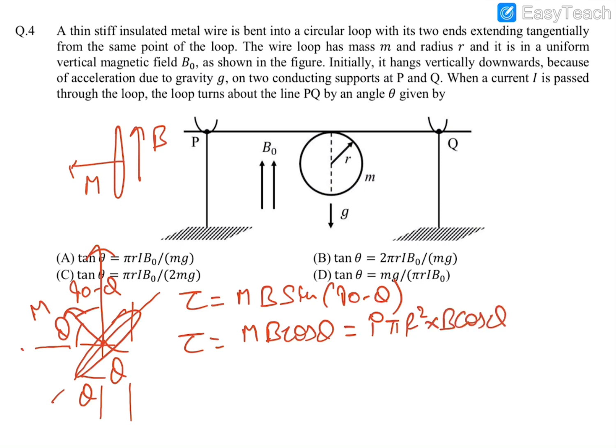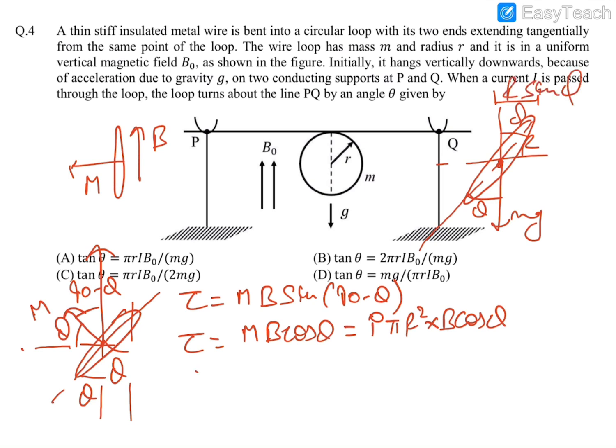And the torque of mg: if we see mg acting in the downward direction, then we can relate that this angle is theta. So this distance is r, and this is r sin theta. So the torque of mg will be equal to mg r sin theta, and it would be equal to I pi r square B cos theta.